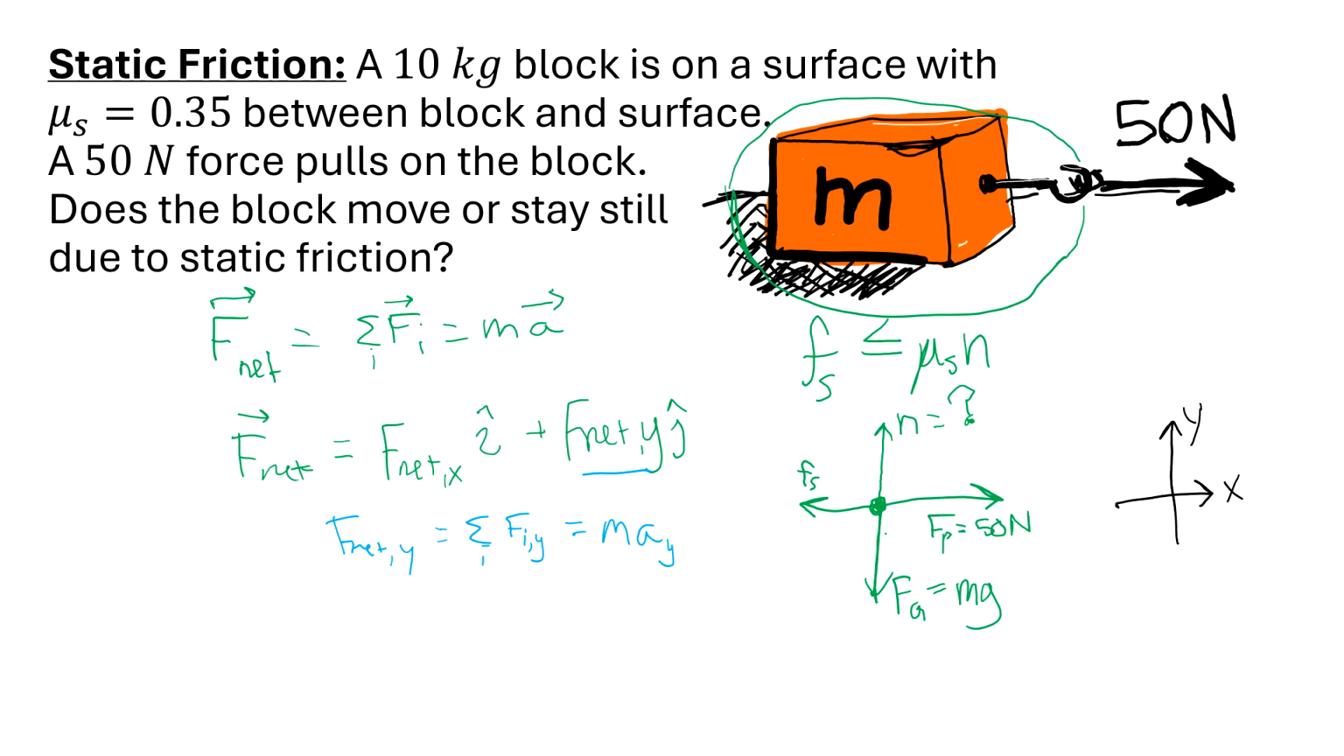The block is on the table. It doesn't matter how heavy it is. It's not going to accelerate up or down. It's only going to accelerate potentially to the right or potentially not at all, but it's not going to accelerate vertically. And so a y is therefore 0. Okay? a y is equal to 0.